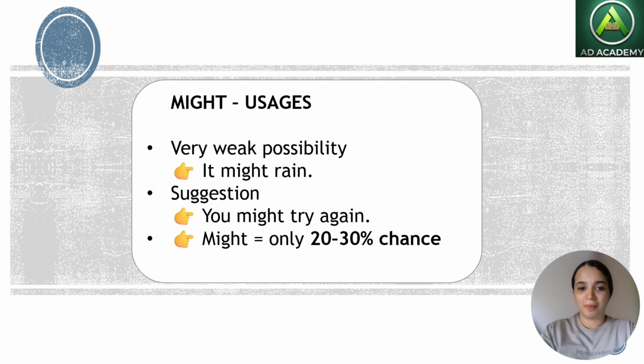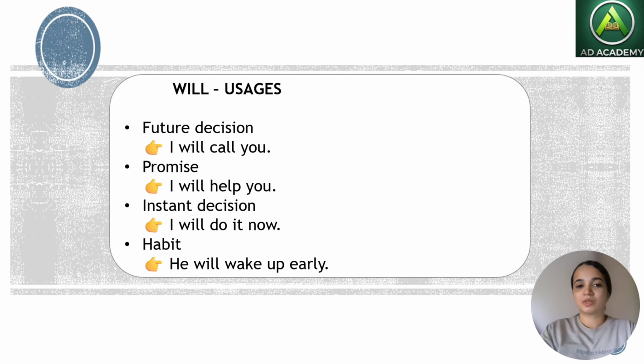Next, the usage of might. It also denotes very weak possibility. It might rain. You are 10% sure about it, or 20 to 30% sure about something. And for giving suggestion, you might try again. You might try this food. It is tasty.